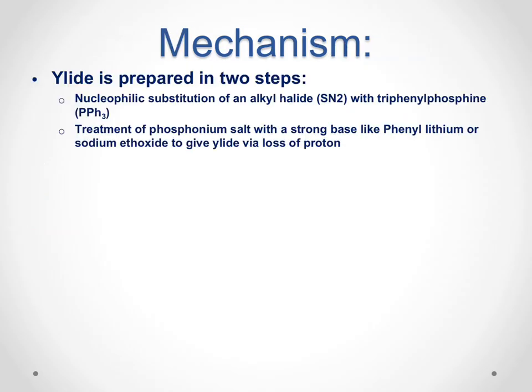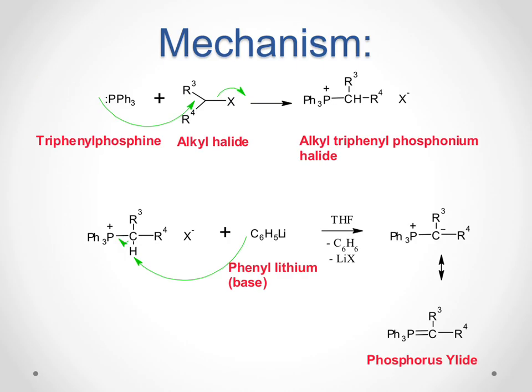Let's see its mechanism. So the mechanism involves two steps. Step 1 is ylide preparation, which again involves two steps. First, nucleophilic substitution of an alkyl halide with triphenylphosphine via the SN2 mechanism, and then treatment of the phosphonium salt with a strong base like phenyl lithium or sodium ethoxide to give the ylide via loss of a proton.